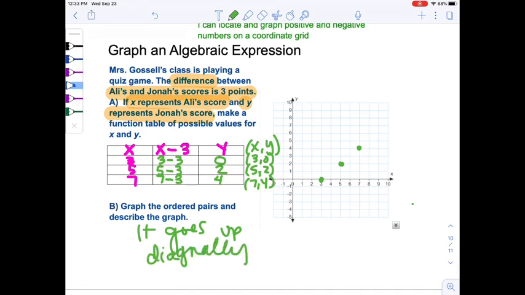And I never know how to spell diagonally, so don't you?